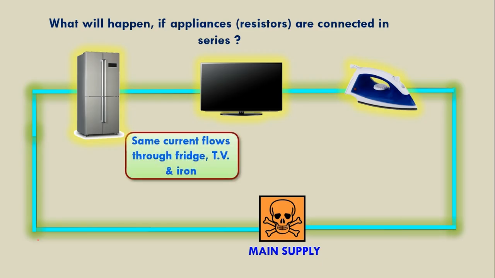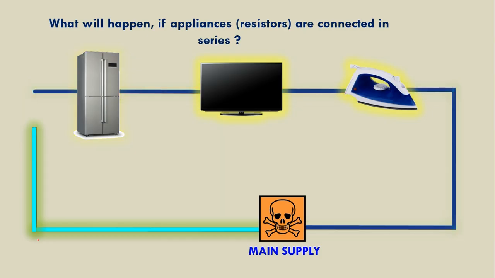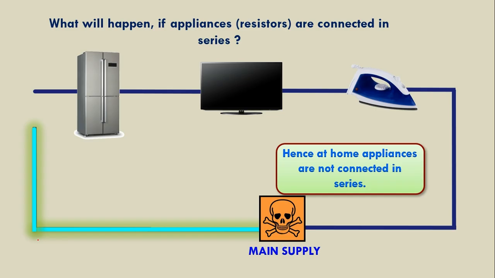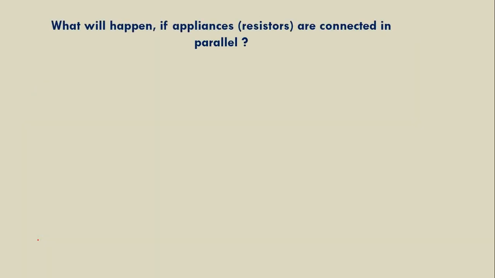So what happens if the power supply gets disconnected somewhere at the refrigerator? Is it possible to see the picture through the TV, and is it possible to work the iron box? No. So this is one disadvantage: if one appliance gets damaged or one appliance's power supply gets disconnected, then other appliances won't work when they are connected in series. Is it right? So if one appliance is switched off, all the appliances will be off. Hence, at home appliances are not connected in series.